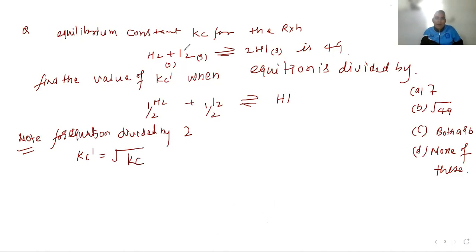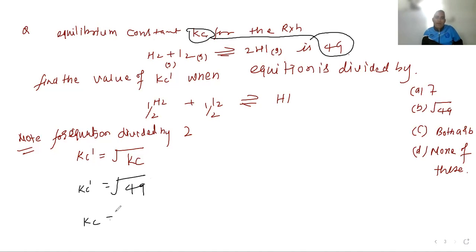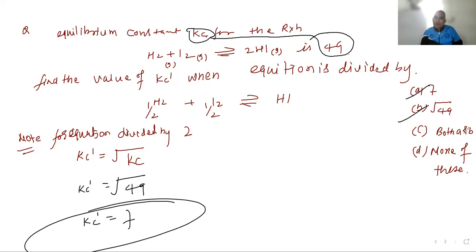The Kc value they have given, here you see, for the reaction is 49. So we can write Kc dash is equal to root of 49. What is the value of root of 49, Jana? 7. Both A and B, sir. Option A is correct and option B is correct, so the correct option is option C.